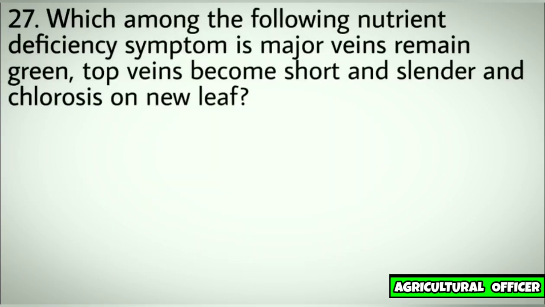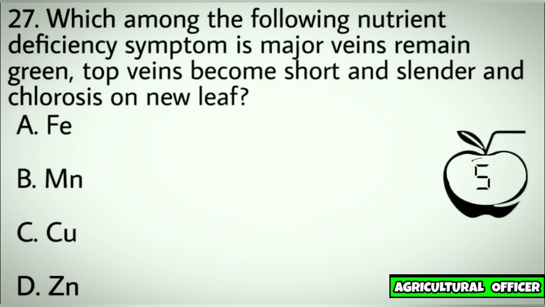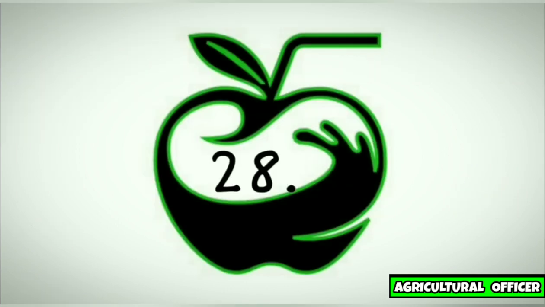Question number 27. Which among the following nutrient deficiency symptoms is: major veins remaining green, top vein becoming short and slender, and porosis on new leaf? Options: A. Iron, B. Manganese, C. Copper, D. Zinc. Correct answer: A. Iron.